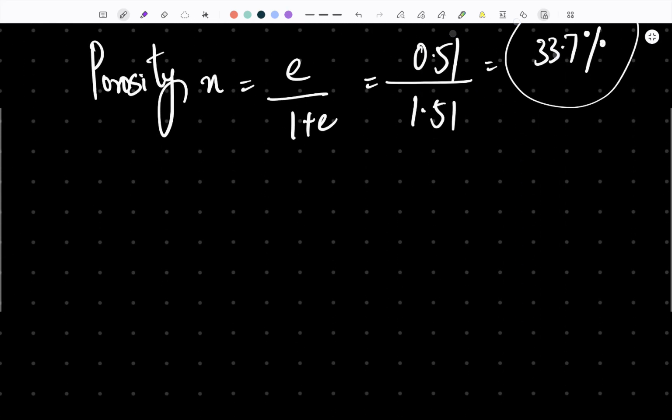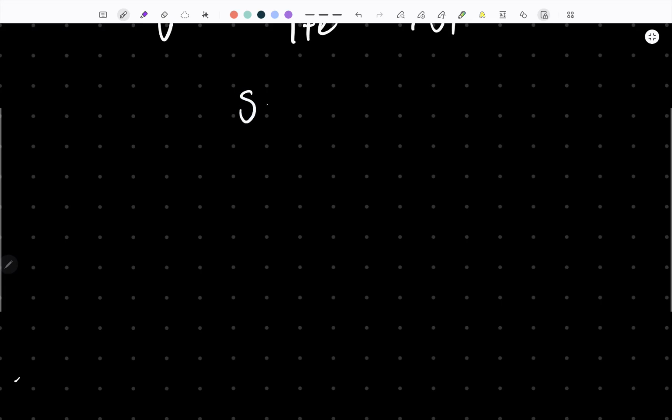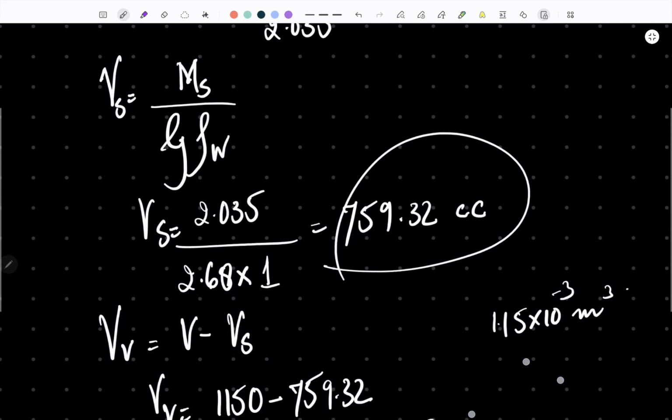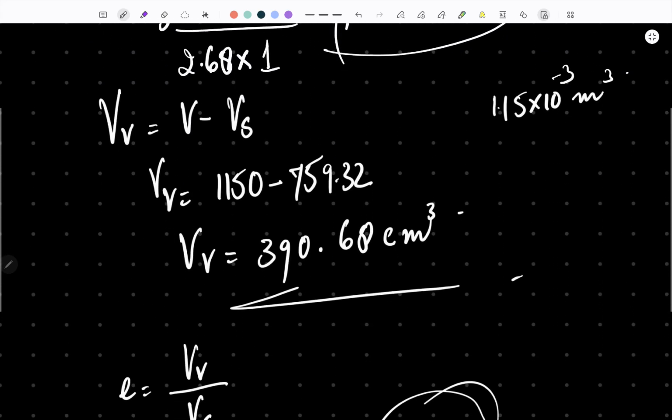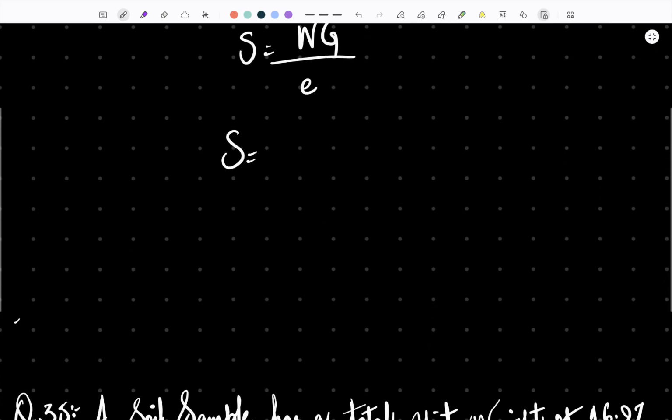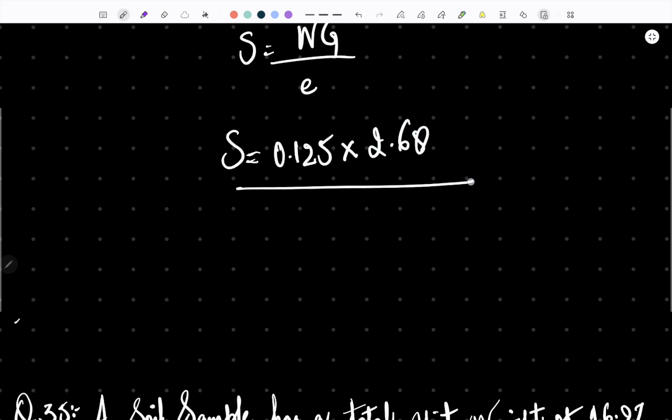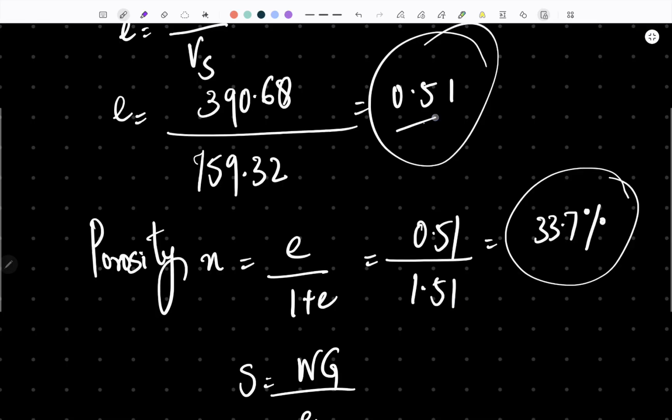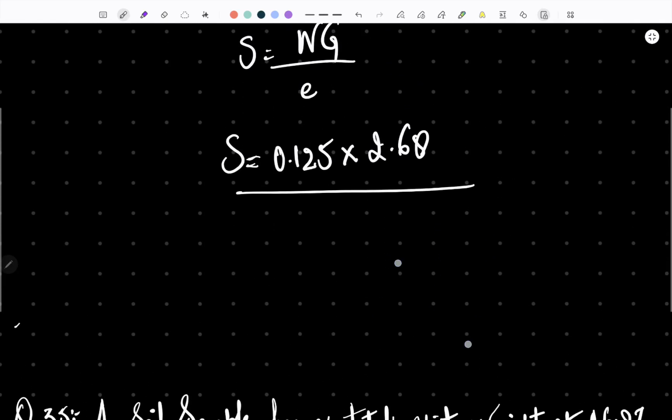Degree of saturation, S, is equal to w G divided by E. Water content, 12.5%, multiplied by G, that is 2.68, divided by void ratio, 0.51. So by calculation, degree of saturation is equal to 65.6%.